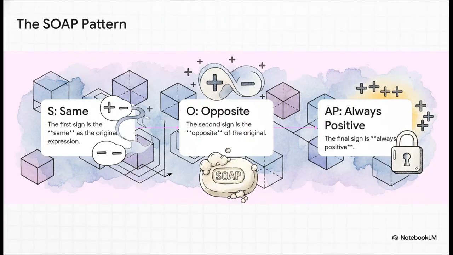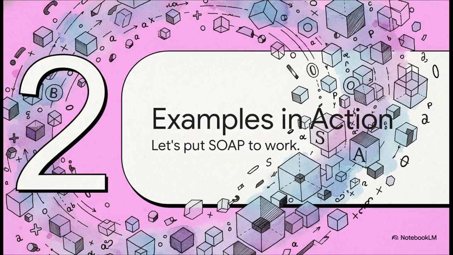It's easy. The S stands for same. Your first sign is the same as the one in the problem. The O stands for opposite. The next sign is the opposite of the one in the problem. And the AP, that's for always positive. The last sign is always a plus. So remember, same, opposite, always positive. SOAP. That's it. All right, theory is great, but let's be real, the best way to learn this is to just do it. So let's dive into some examples and put this SOAP formula to work.